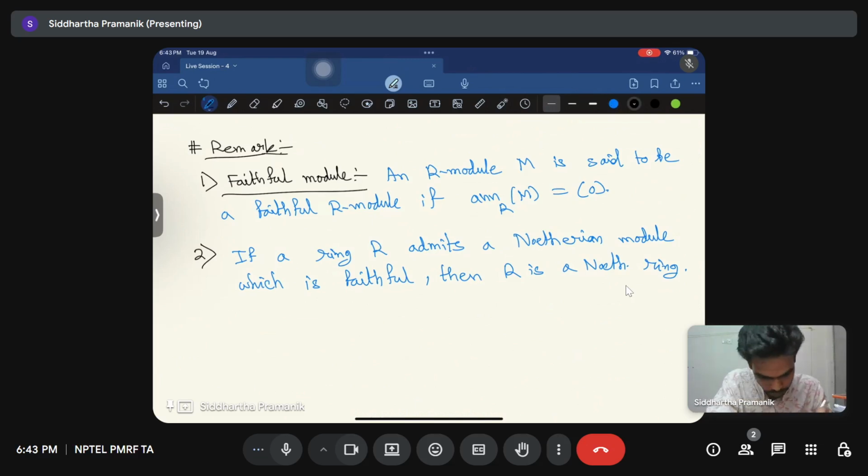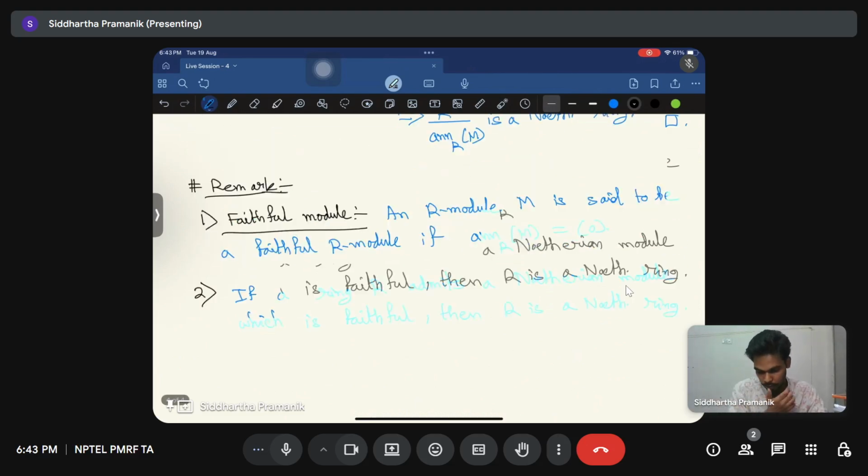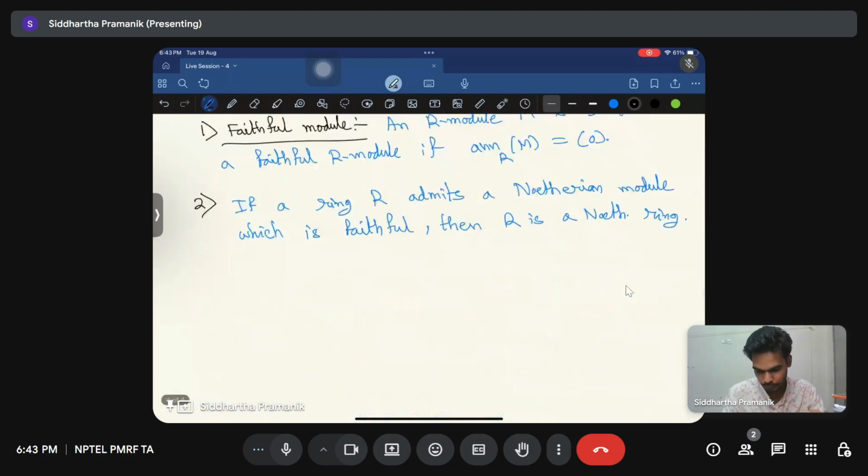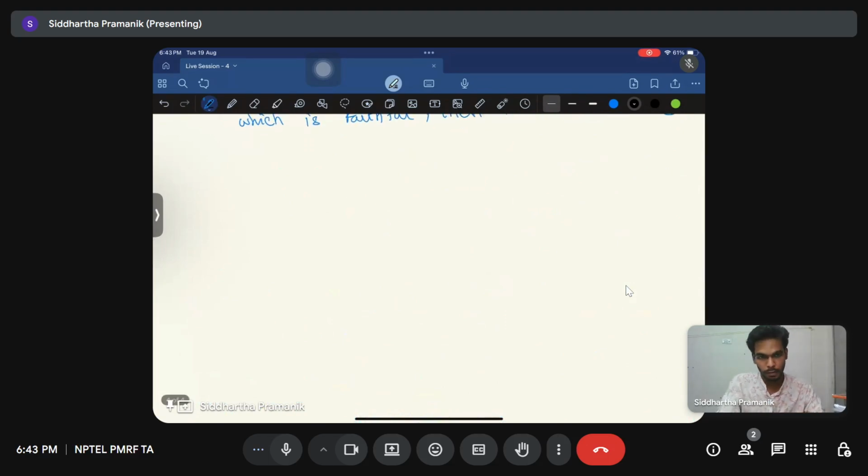So let's move on to the next problem. So this was problem number 3. So problem number 4. The next topics are multiplicative subsets and Nakayama and all those things.